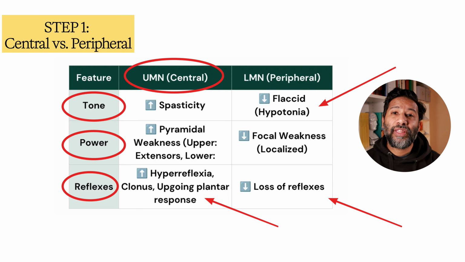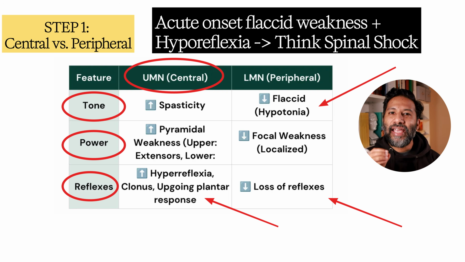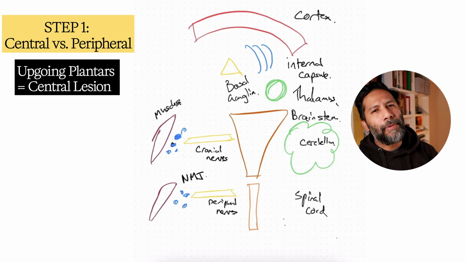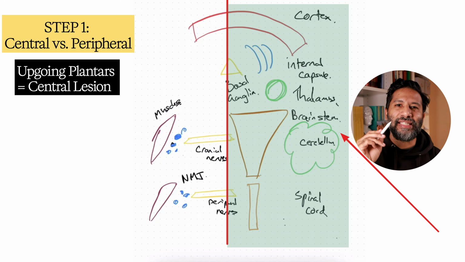What we're dealing with here is spinal shock. Never forget that. In a sudden, severe upper motor neuron lesion, the classic upper motor neuron picture of increased tone and brisk reflexes takes time to appear. In the first hours to days, you get flaccid weakness and reduced reflexes instead, and that is a sign of spinal shock. But this patient has an upgoing plantar, which is an upper motor neuron sign, which means this is central.